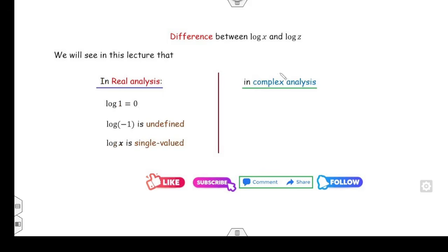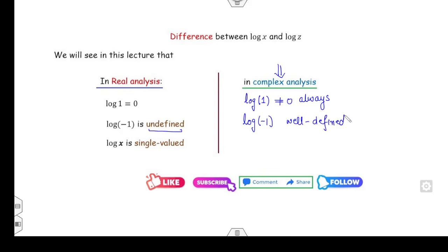Fine. On the other hand, whenever we are talking in complex analysis, log of 1 is not always 0. फाइन. इसका मतलब log of 1 की कोई और वैल्यू भी हो सकती है, 0 भी हो सकता है, but not always. Second is log of -1. In real analysis, it is undefined, but here it is well defined.